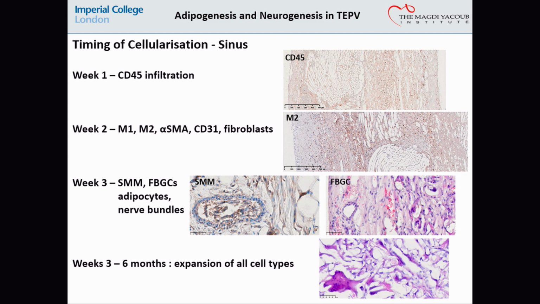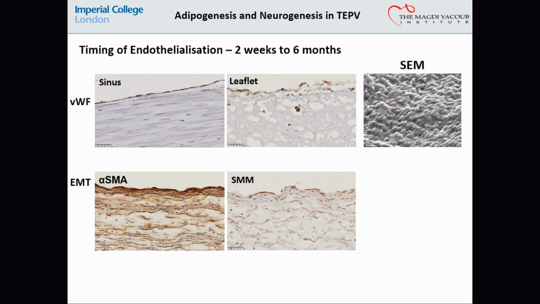Between weeks 3 and 6, we see expansion of all the cell types. This slide shows the timing of endothelialization, which begins from 2 weeks and expands up to 6 months. In the sinus, you can see the expression of von Willebrand factor. In the leaflet, there is reduced expression of von Willebrand factor, and it's not a complete endothelial layer.